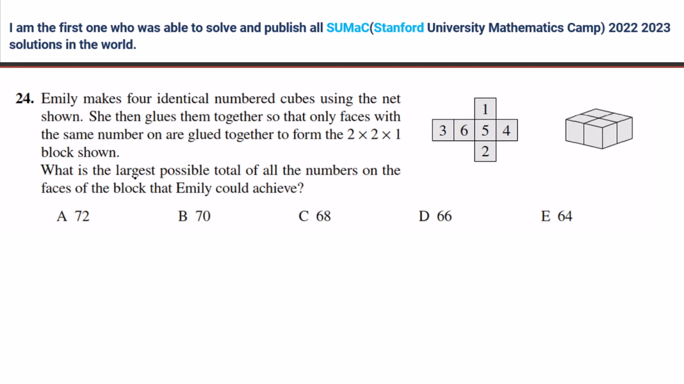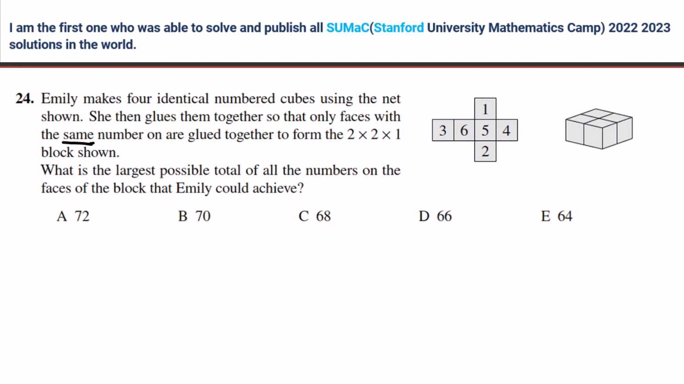Yeah. It says what is the largest possible total of all the numbers on the faces of the block that Emily could achieve, right? Oh, okay. And you should also pay attention to this one. It says when she considers only faces with the same number on are glued together to form 2 by 2 by 1. Understood? Yeah. Okay, try.